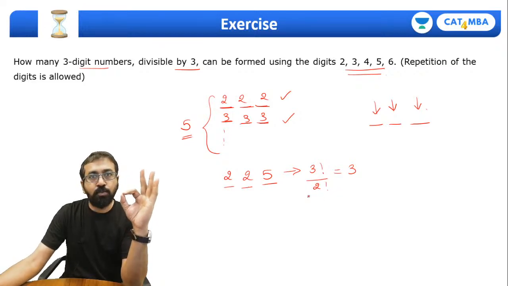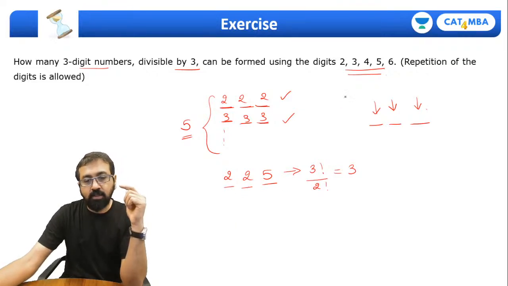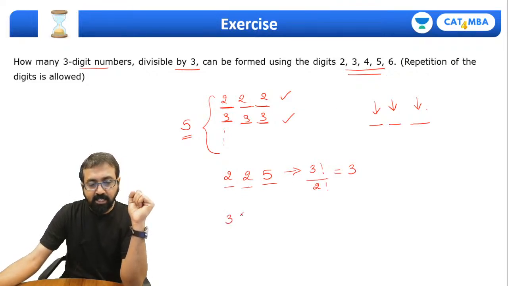Are you all clear up to this point, everyone? Okay. Then if I take digit 3, let me take digit 3 two times.